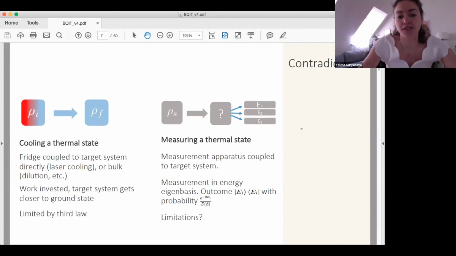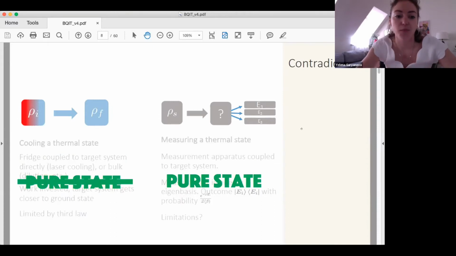But if we think more closely about it, what these two pictures are telling us are two very confusing things, because on the left-hand side, I have a picture which tells me that I can't cool something down to the ground state, which in non-degenerate cases is a pure state. Whereas on the right-hand side, I have this picture which tells me I just need to measure something and I project automatically into the pure state.